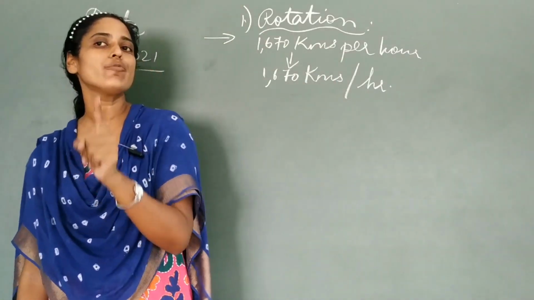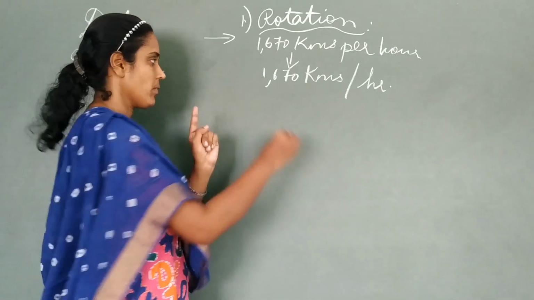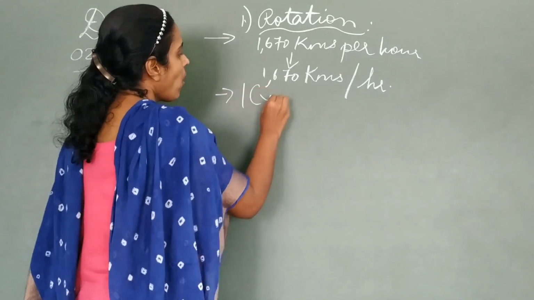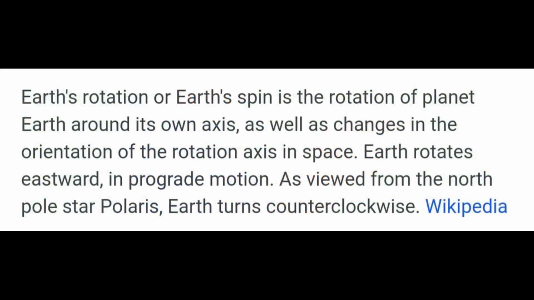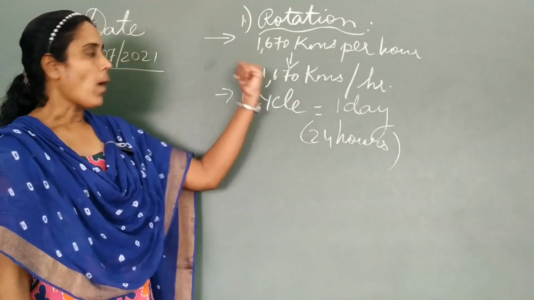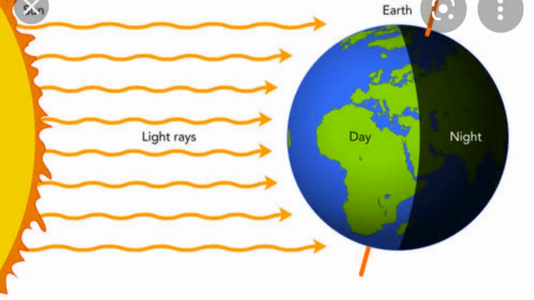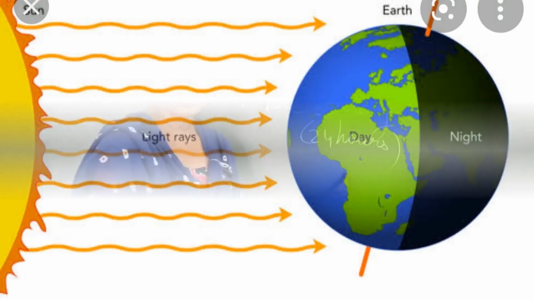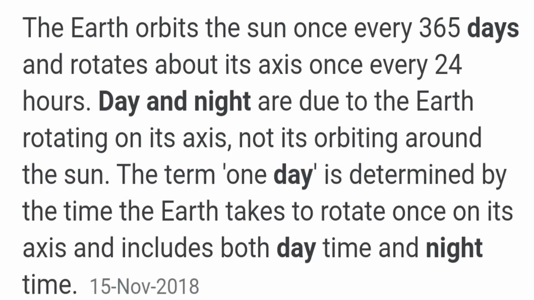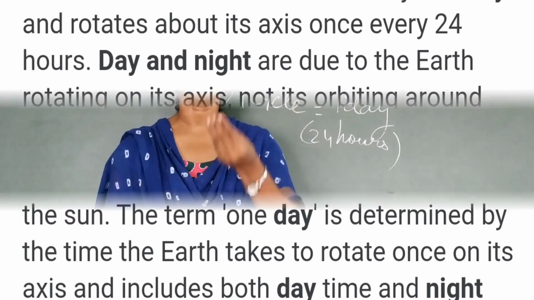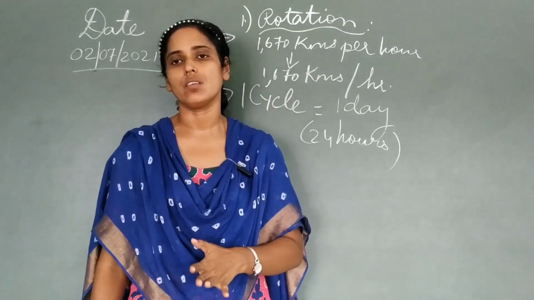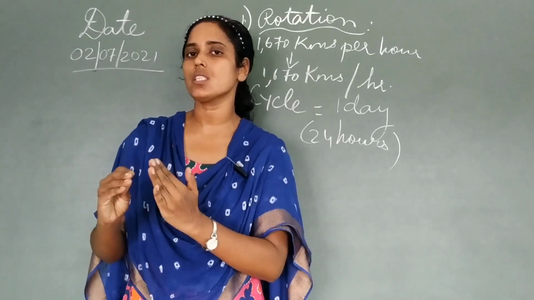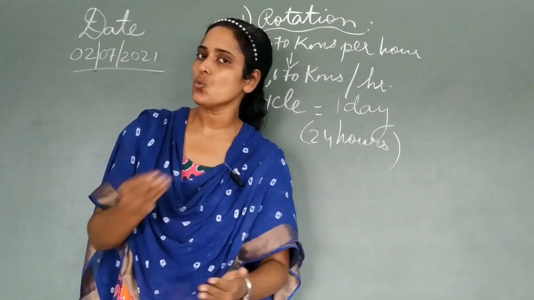This takes 24 hours. That is one day. So one cycle of rotation is equal to 1 day. And 1 day means, students, what? 24 hours. Clear with the topic here? Yes. It means one rotation of the Earth, one cycle of rotation takes 1 day. It is 24 hours. And this period is very important in the changing of days and nights. This is the main factor responsible for the change of day into night and night into day.